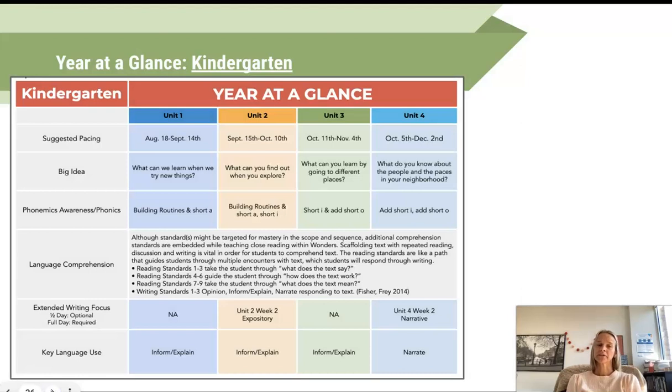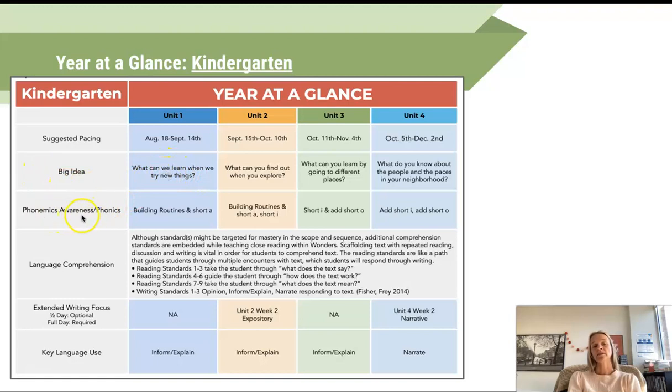Our year at a glance for kindergarten. Again, this is also linked for you right here. It's underlined so that you can have access to this year at a glance. Each unit is going to be color-coded for you, and you'll see how that is also represented in your scope and sequence to help you. You have your suggested pacing and the time frame for each of those units. This is going to look a little different because now you have that range of time. You have the big idea, which is a question that's posed.